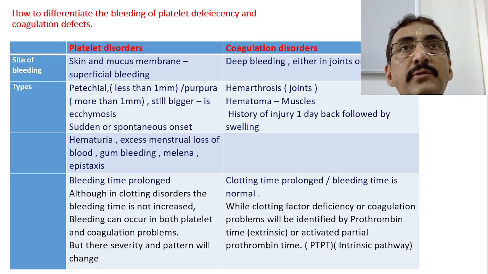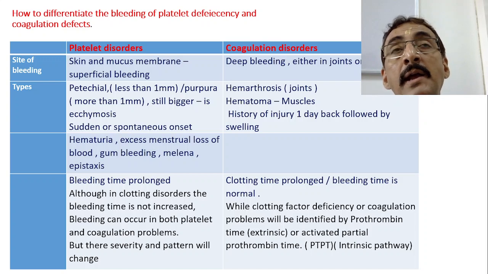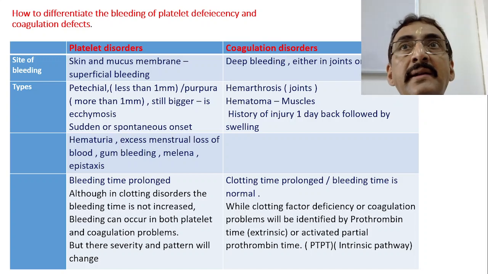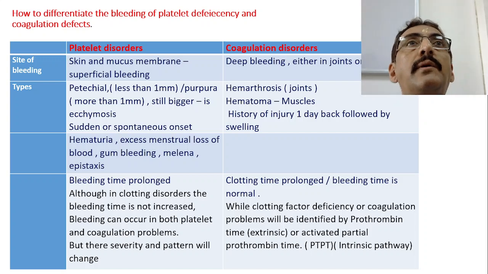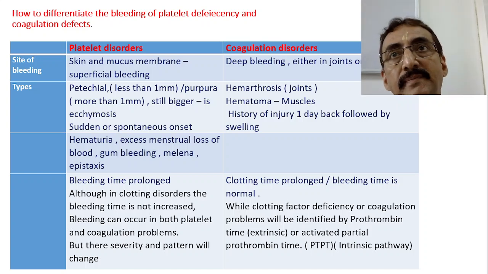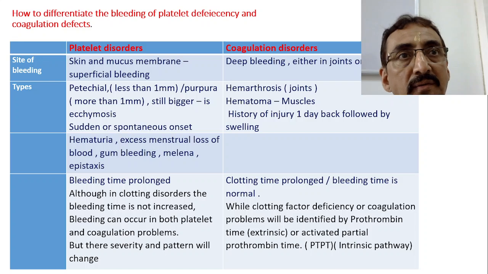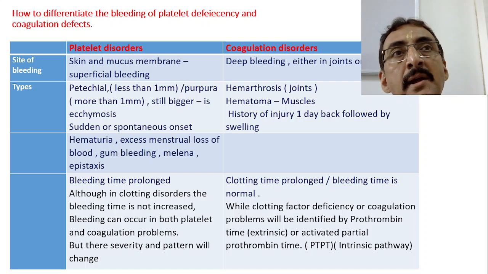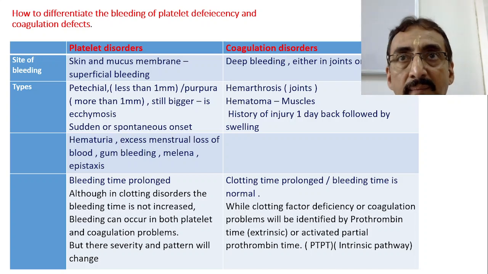If APTT, activated partial thromboplastin time, is increased, it suggests that the intrinsic pathway of the clotting factors is affected. In the coagulation cascade, we have two pathways, one extrinsic, another intrinsic. Both have to work together. Ultimately both will activate the fibrinogen to form the fibrin.